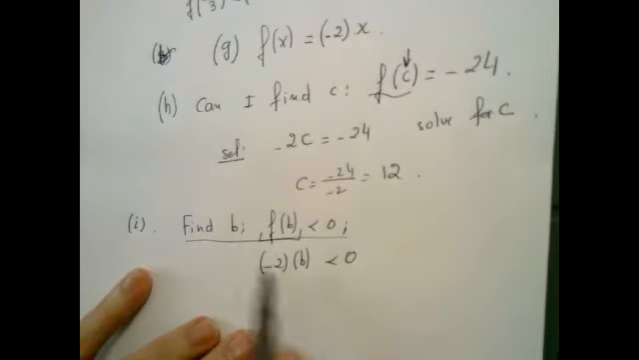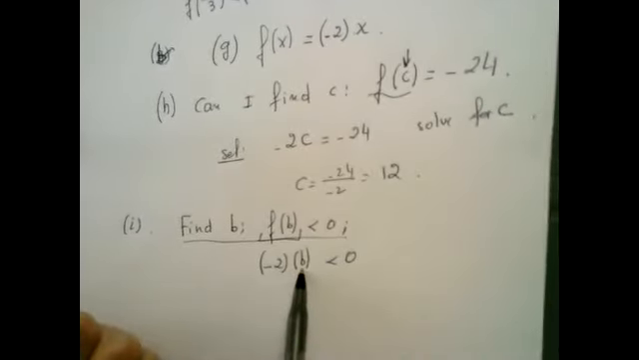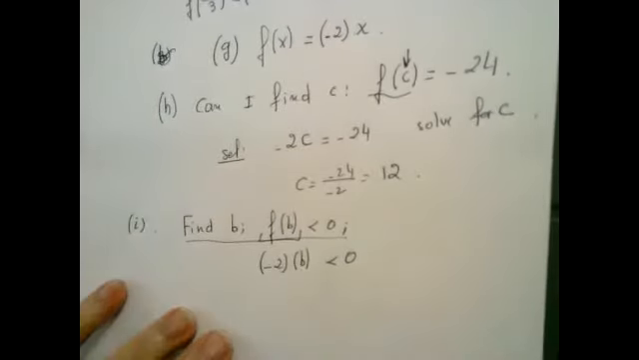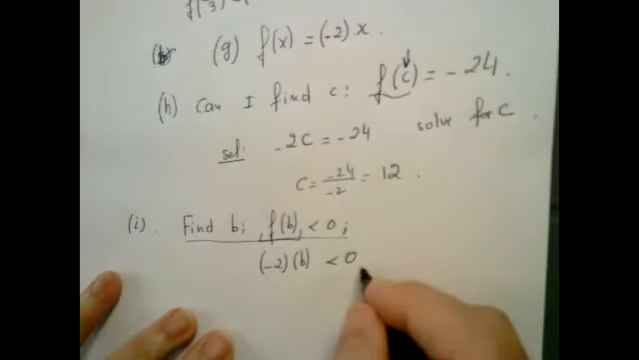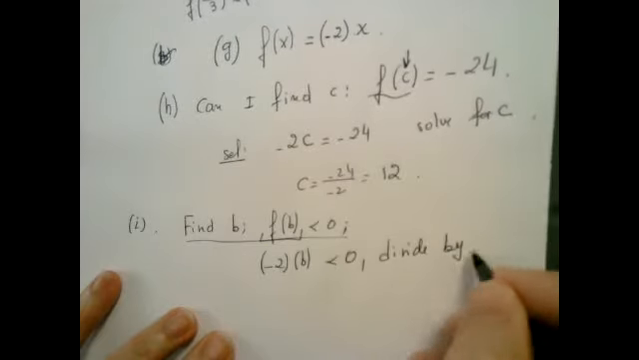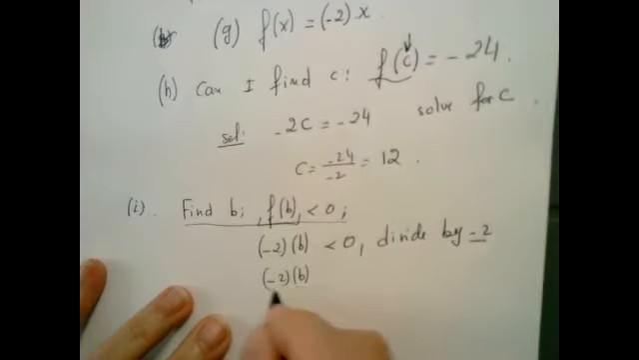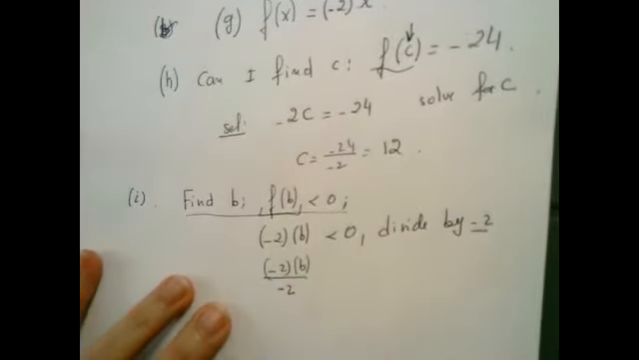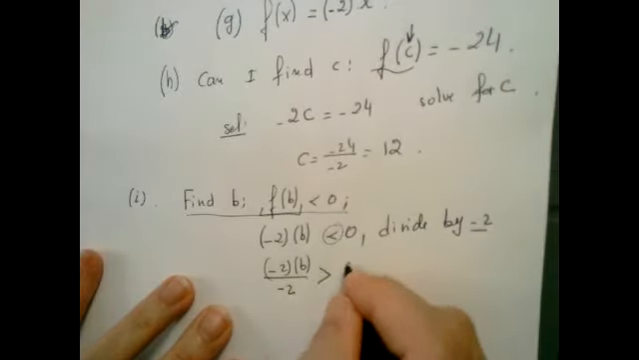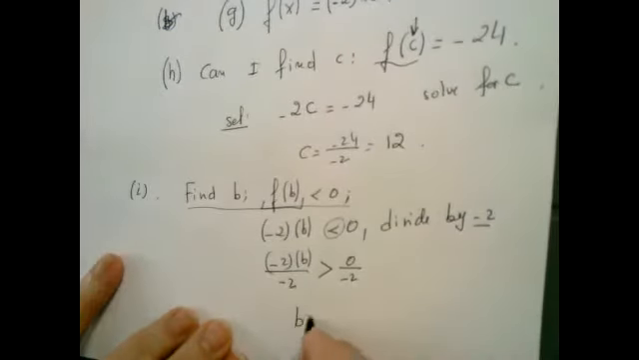Okay? So, can I find a B such that F of B is negative? Yeah, because if B is positive 3, it's negative. So there are a lot of them. So how can we find them? Okay, we can divide by minus 2 both sides. So I will say minus 2 times B divided by minus 2. Now we have to be careful. If I divide by a negative number, I will have to change the inequality. It means B is positive.